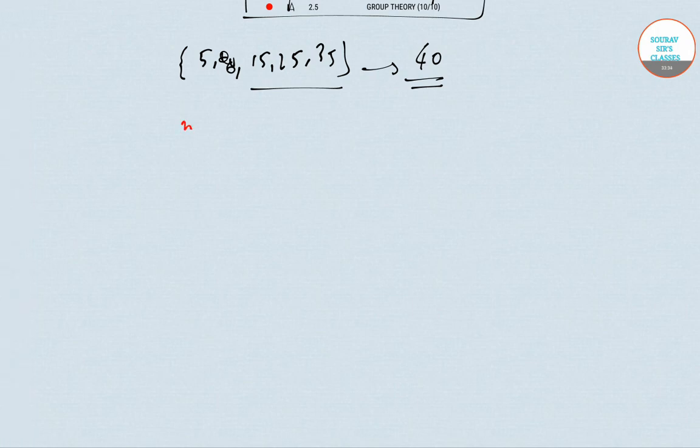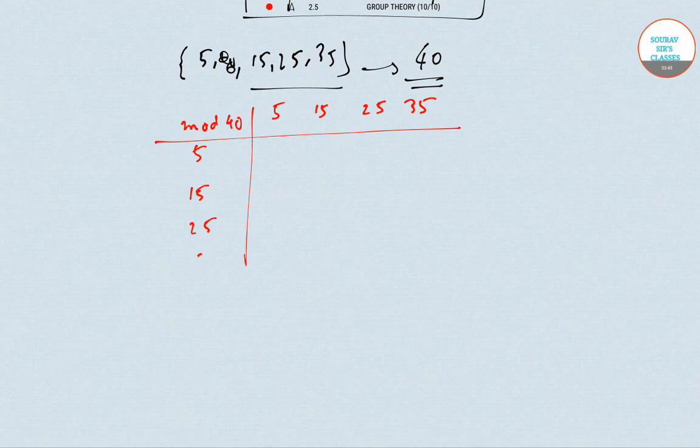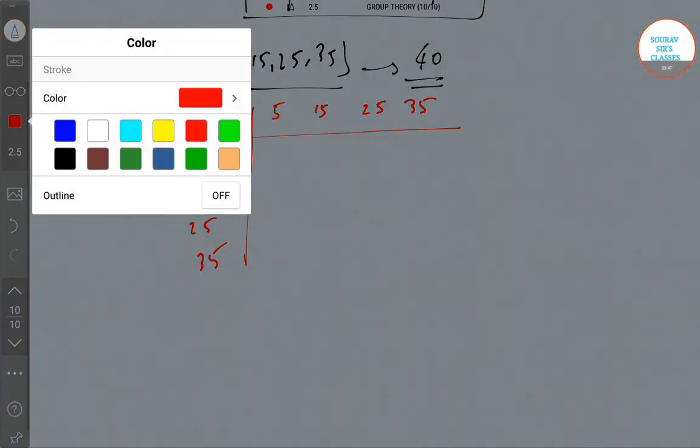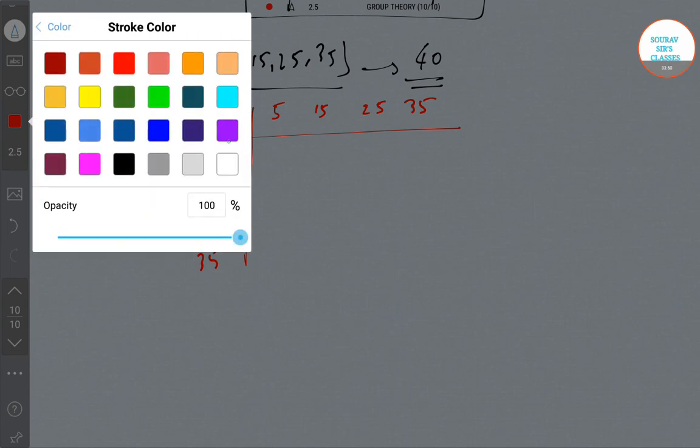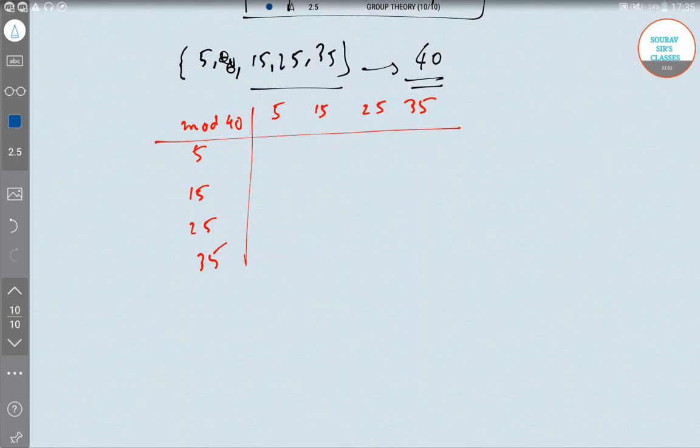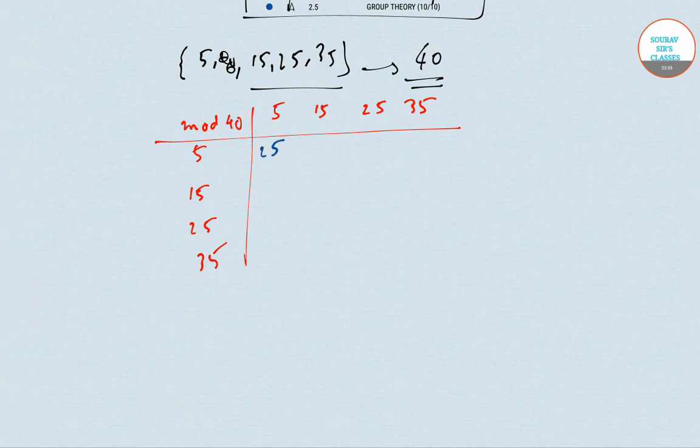In this case modulo 40 is used. So here 5, 15, 25 and 35, and remember that it's a multiplication modulo they have said. Now 5 5s are 25, which is less than 40, so there is no issue. 5 15s are 75, divided by 40 gives 35 as a remainder. 5 into 25 is 125, divided by 40, 120, so it gives 5. 35 into 5 is 175, by 40, 160, that is 15.